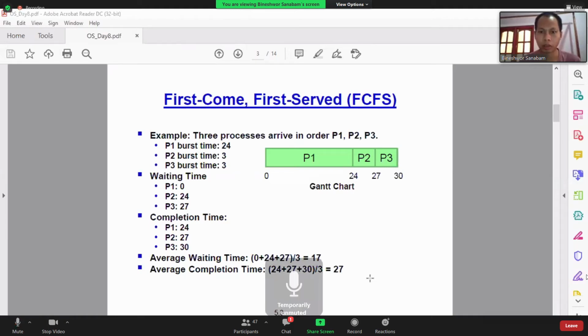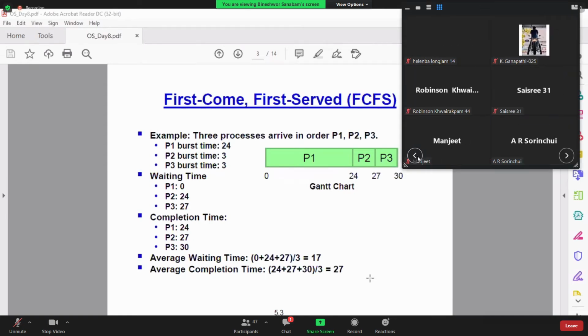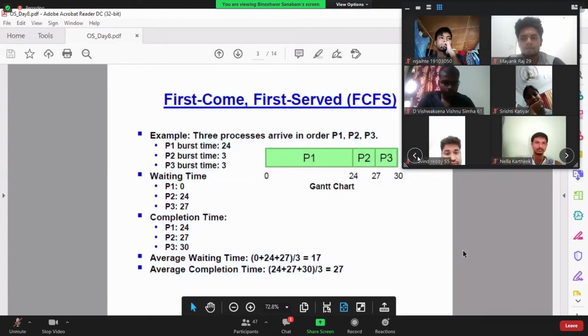Is there anyone who has any problem with this? Anyone? If you have any problem, just tell me, or if you want me to repeat it again. Okay. So the lab problem will be based on this, the first lab problem. Okay, so I assume that no one has any problem.